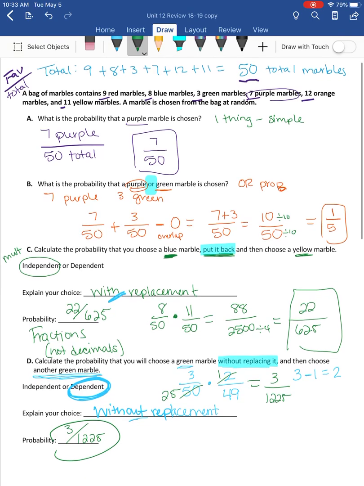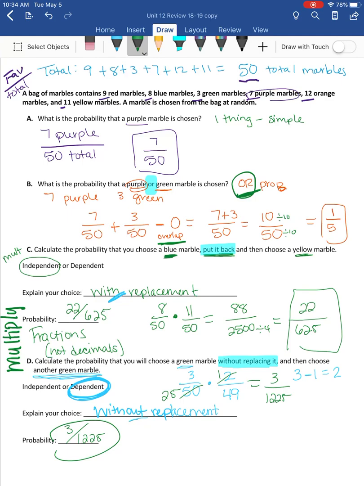So again, this is just to emphasize the difference between those probabilities. Simple, there's one thing going on. It's favorable over total. That's it. Or probability, it legitimately has the word or in there, and you have to remember to subtract that overlap if there is any. And then independent, dependent, you are multiplying, not adding for these ones, but multiplying.